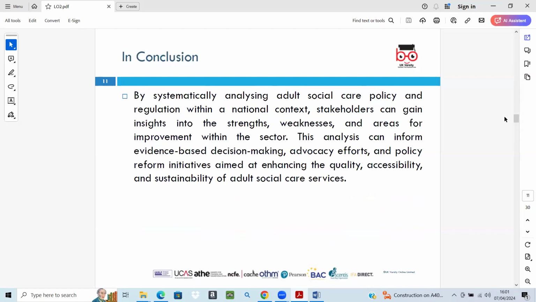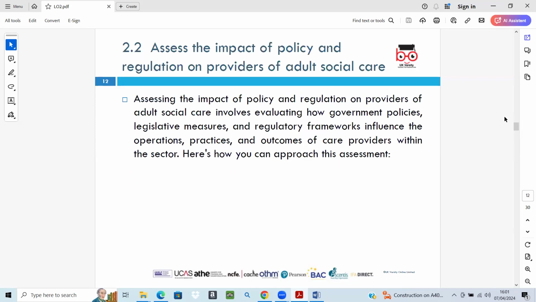This is the conclusion. In the conclusion, by systematically analyzing adult social care policy and regulation within a national context, the stakeholders can gain insight into the strengths, weaknesses, and areas for improvement within the sector. So we did that. We discussed the pros and cons, the weaknesses and the strengths. And then what we have is 2.2, which is to assess the impact of policy and regulation on providers of adult social care.